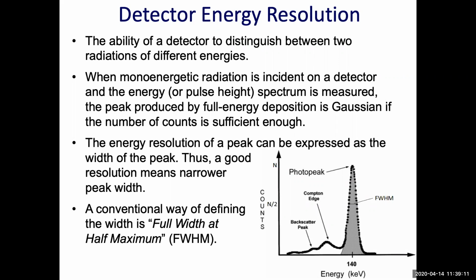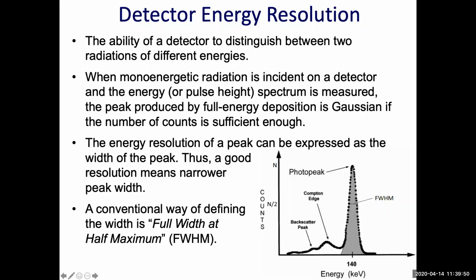Detector energy resolution is the ability of a detector to distinguish between two radiations of different energies. If we expose a detector to a monoenergetic beam of gamma rays and plot the distribution of measured photon energy, we would obtain an energy spectrum similar to the one shown in this graph. It's similar to a Gaussian distribution. The energy resolution of a peak can be expressed as the width of the peak. Thus, a good resolution means a narrower peak width.